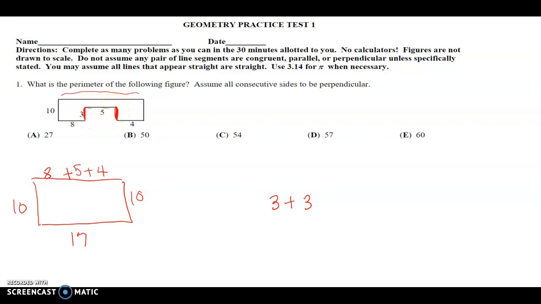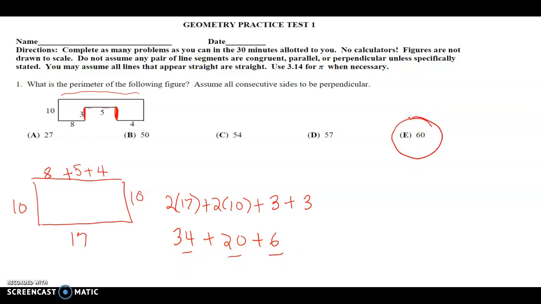So I'll take my perimeter by doing 2 times 17 plus 2 times 10, and then really 2 times 3, giving us a 34 plus a 20 plus a 6. So I can see that I have 54 plus 6, or 60. I usually don't like to look at the choices that are given to me in a multiple choice. I like to do the problem first and then find my answer.